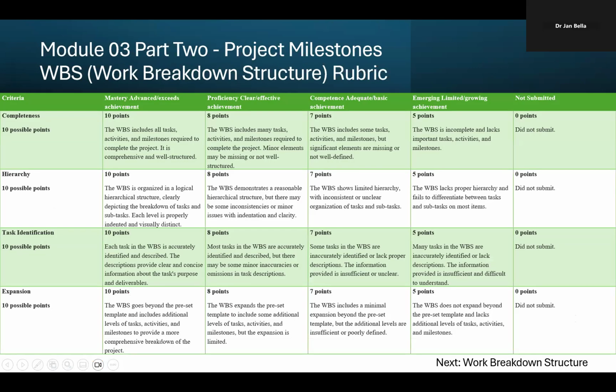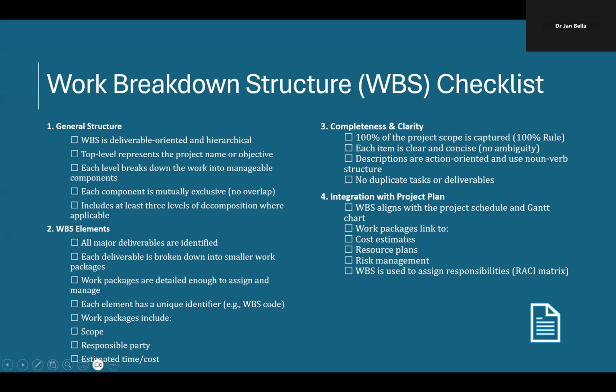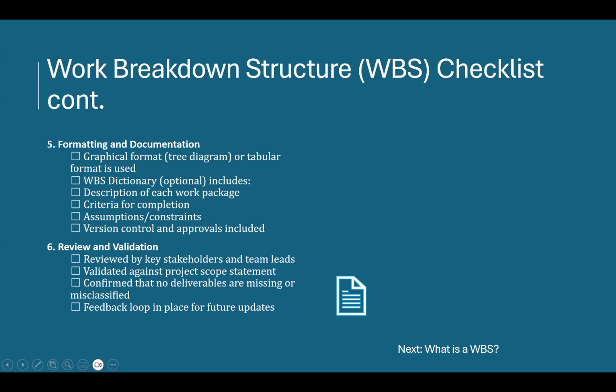Please note the grading rubric for 30 points, 10 points for the hierarchy, 10 points for task identification, and 10 points for expansion. So let's review what a work breakdown structure is. I started by creating this checklist for you. It's just ideas and items you should include. You'll see that you did receive a handout for this. And here's the rest of the checklist.